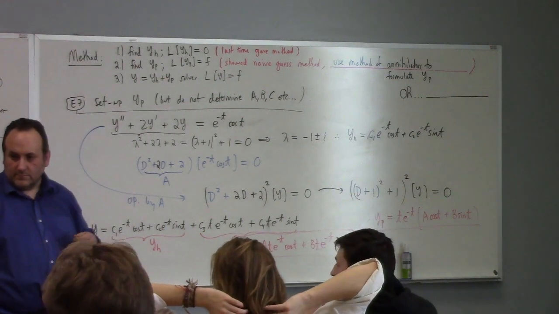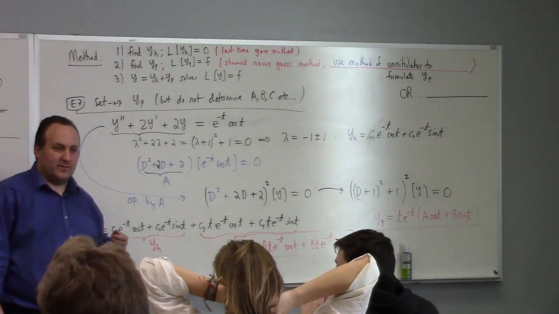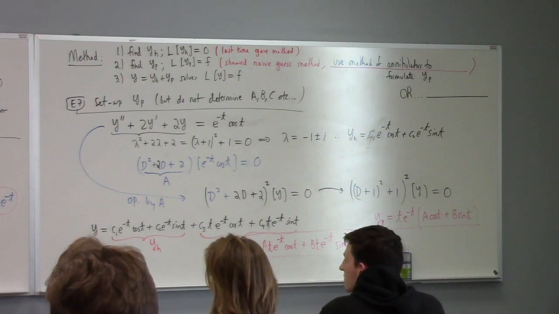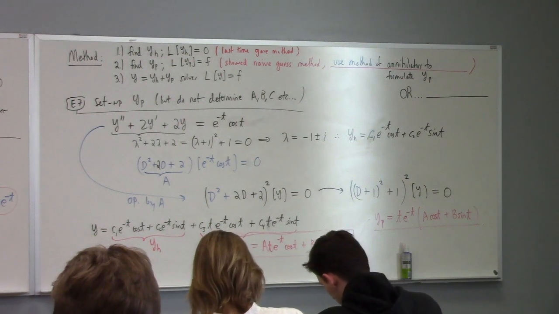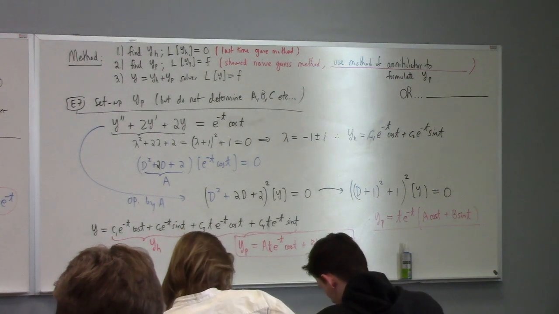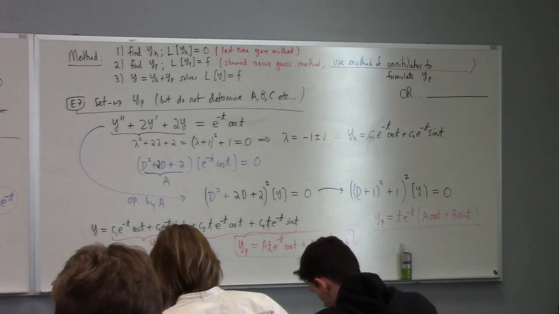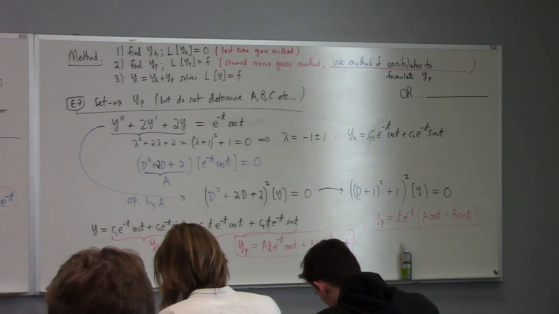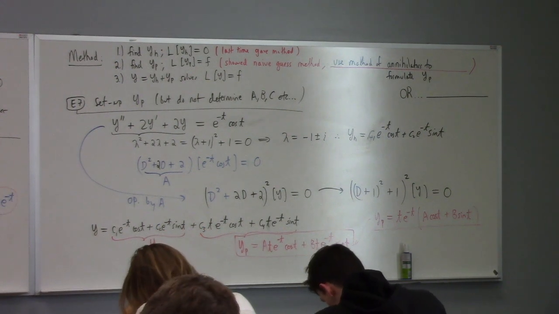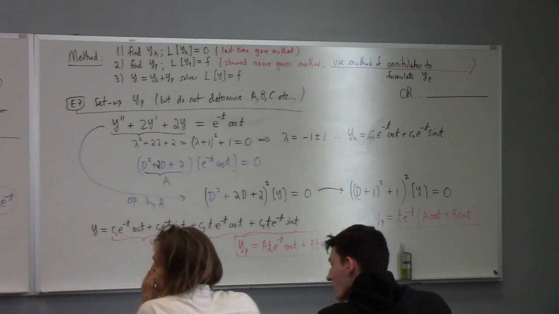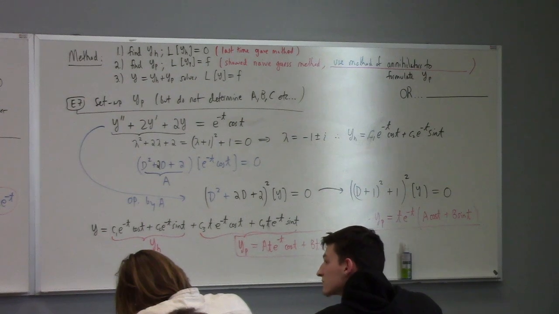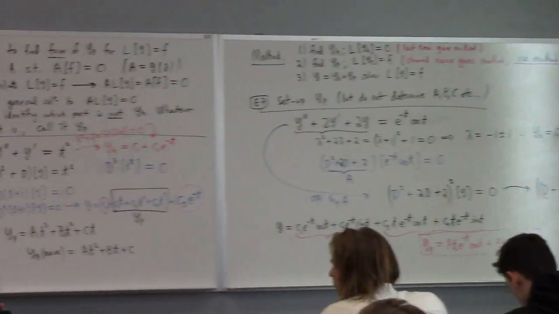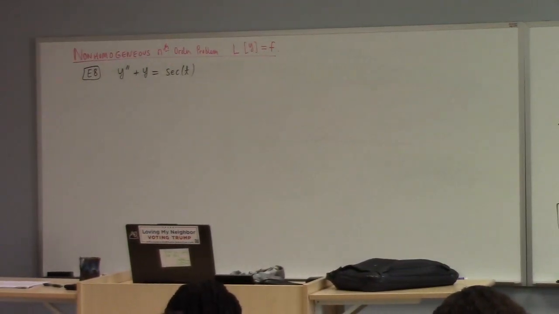But question: when does this method fail? I'll show you an example where it doesn't work. This is for next time, all right? If I was up against, say, y'' + y = secant of t, this we could not do with undetermined coefficients. Undetermined coefficients can't touch this. It is immune. It is outside of the scope of undetermined coefficients.